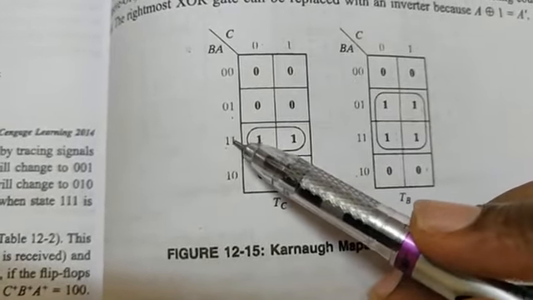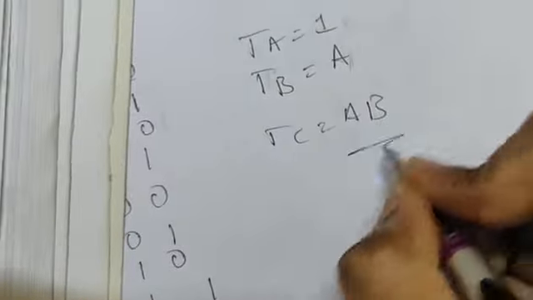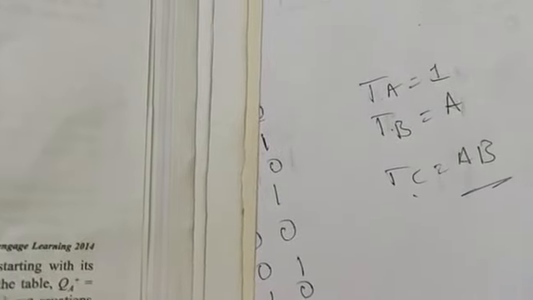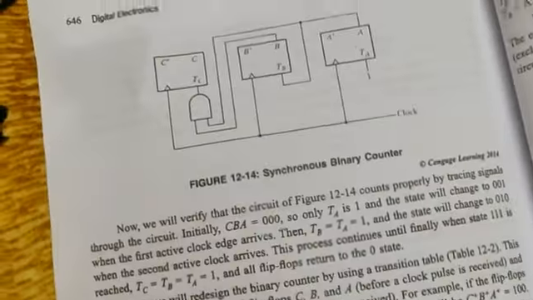Then TC, a single pair is possible. 0 1 cancels, this is AB. TC is equal to AB. This is the equation you got for TA, TB, TC. So using this, you need to construct a circuit by using T flip-flops.